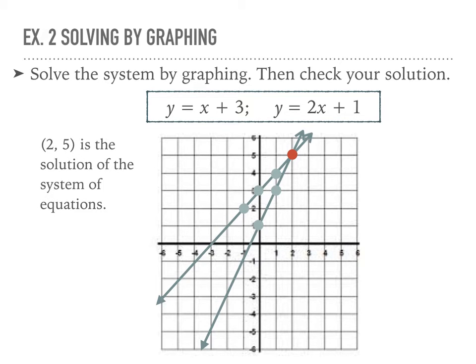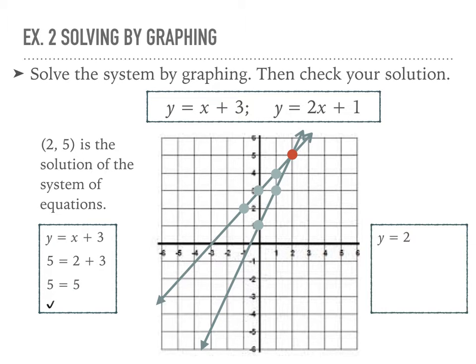Now let's prove algebraically why (2, 5) is the solution. It's a good idea to do this just to make sure that you graphed things correctly. We'll substitute 5 in place of y and 2 in place of x. We notice we get a true statement. Now let's also substitute (2, 5) into the second equation. We get another true statement. So we have proven why (2, 5) is the solution.